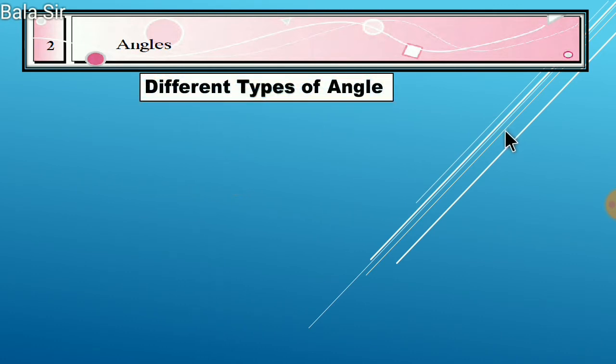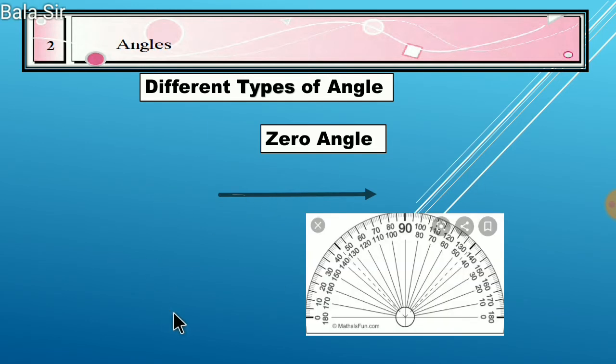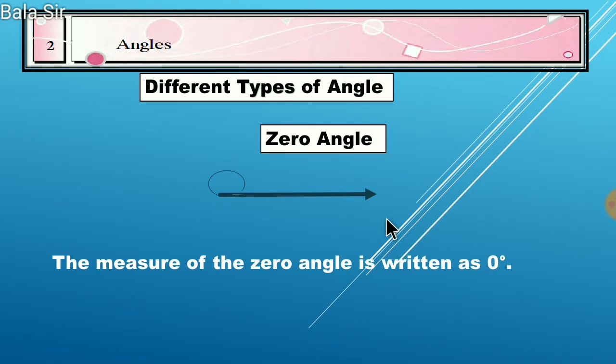Let's learn about the different types of angles. First is the zero angle. A zero angle is an angle which is at 0 degrees. When you see the protractor, here you can see 0 and here you can see 180 degrees. So this is a zero angle, and the measure of the zero angle is 0 degrees.